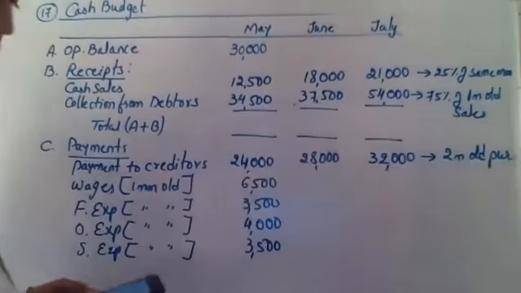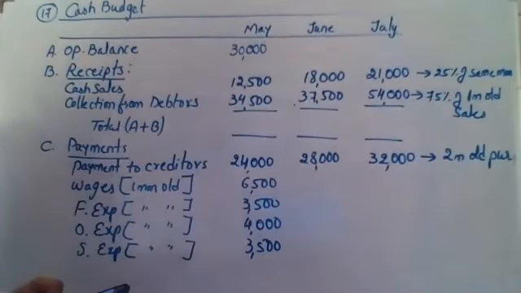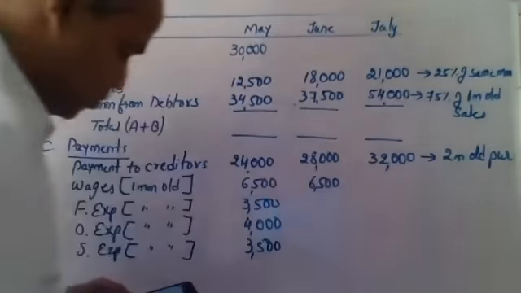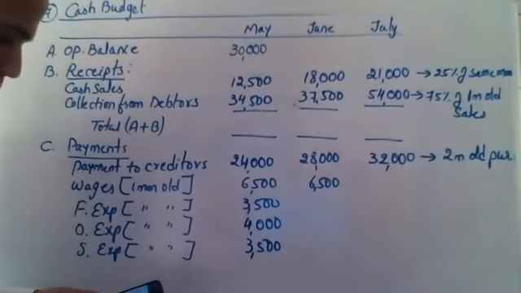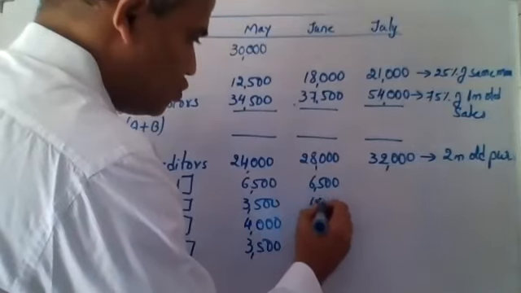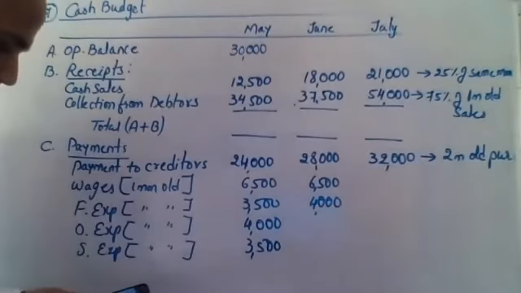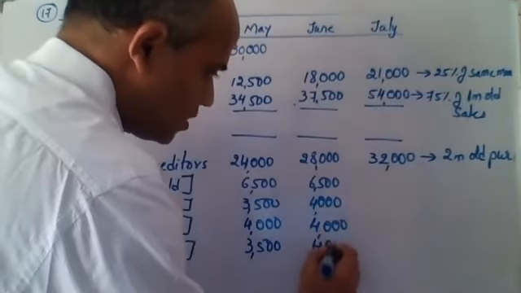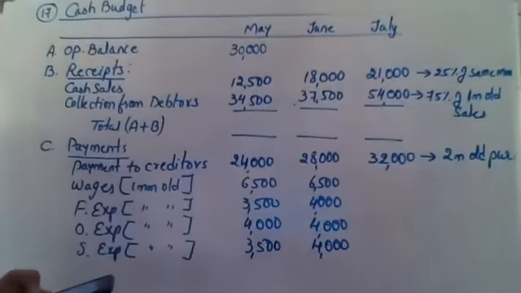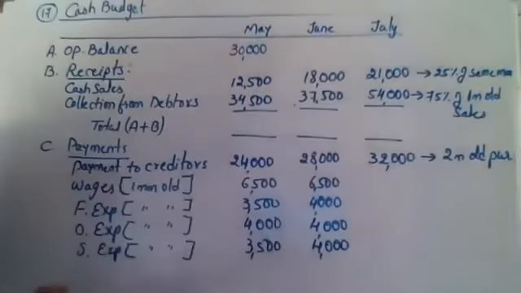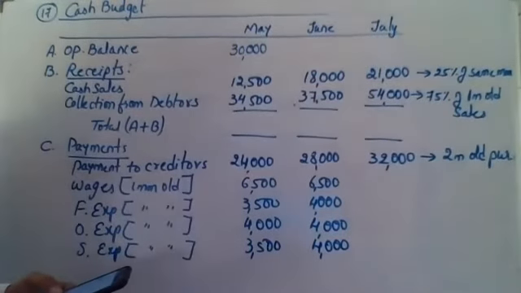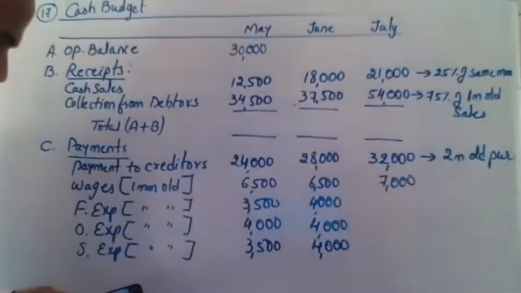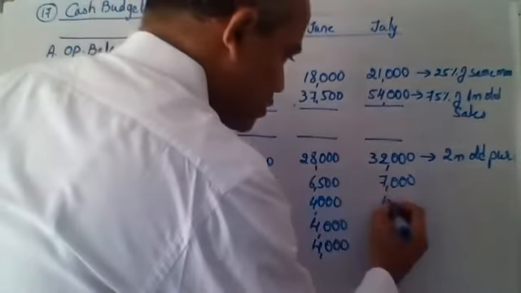Same logic is applied for June. What is the previous month for June? I will look at May. May's wages is 6,500, which I paid in June. May's factory expense is 4,000 that I paid in June. May's office expense is 4,000 and May's selling expense also 4,000. All this I am paying in June. What will you pay in July? Obviously, what is there for June. June's wages is 7,000, I will pay it in July. June's factory expense is 4,400, I will pay it in July.